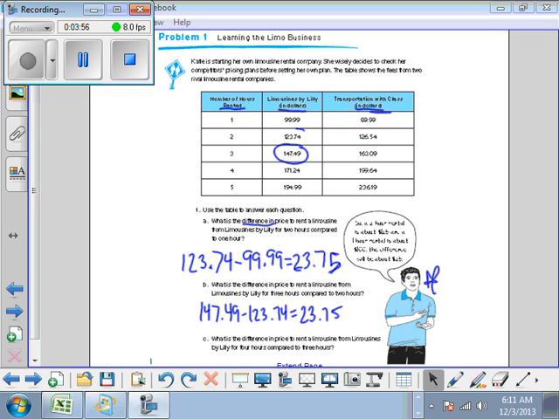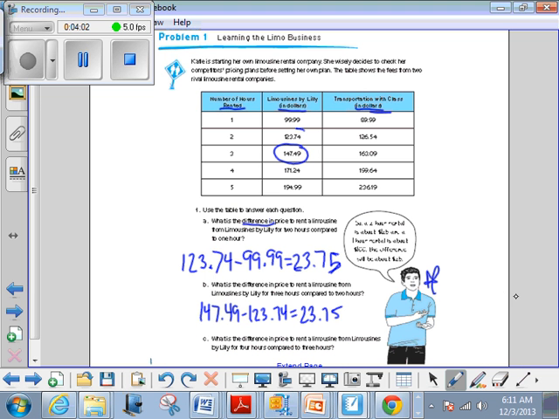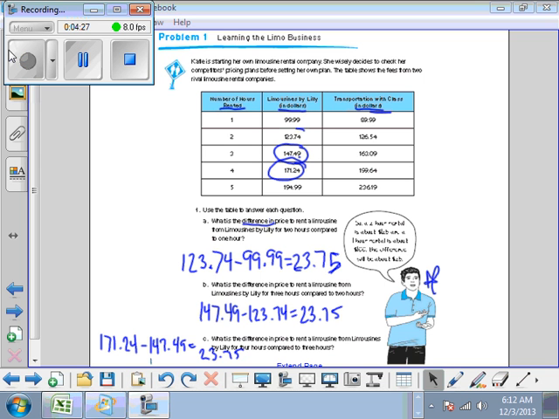So part C says, what's the difference in price to rent a limousine from Limousines by Lily for 4 hours compared to 3? So again, we want to do the same exact procedure with our two numbers. So here we have 4 and there we have 3. Pause the video and then check your answer with mine. So hopefully you got the same answer. Again, the difference between the two prices was $23.75. Go ahead and look at the next page and we'll work on that.